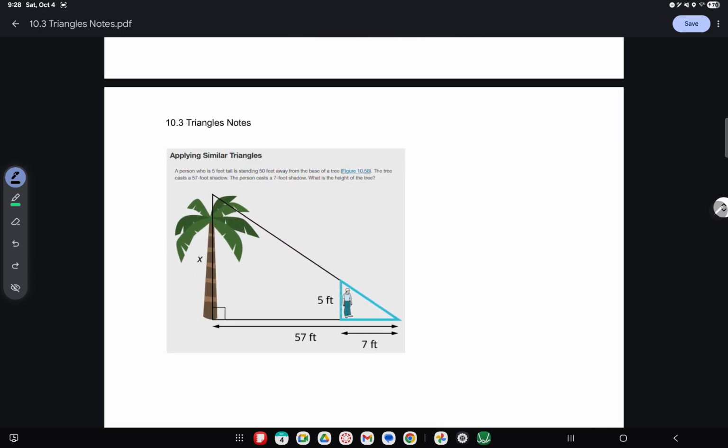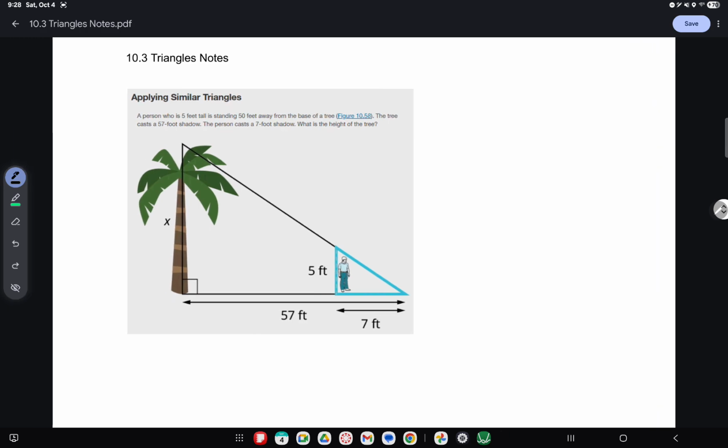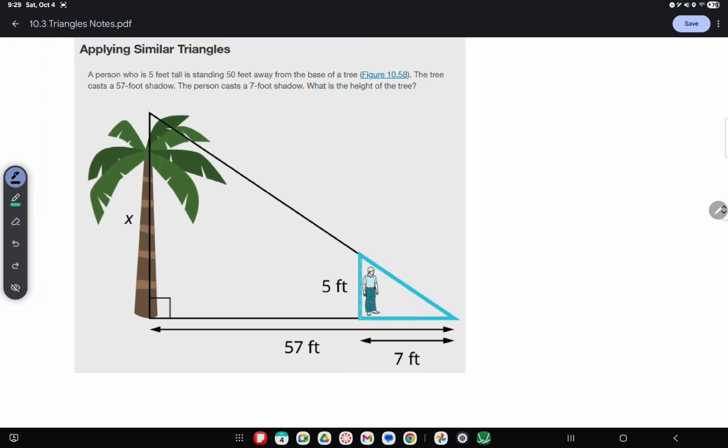All right, let's apply the idea of similar triangles to some situations. Okay, so I have a person who's 5 feet tall, and they are 50 feet away from the base of a tree. The tree casts a 50-foot shadow, and the person casts a 7-foot shadow. So what is the height of the tree?